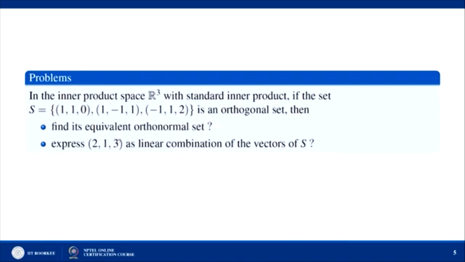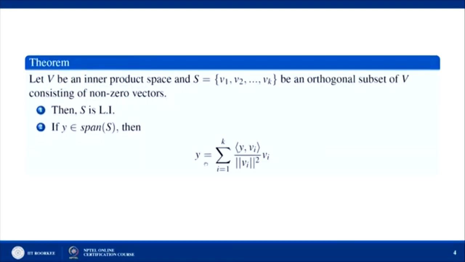And since (2, 1, 3) belongs to the span of these three vectors, we can use the previous result here, and this y we can write like this: the sum over i from 1 to 3, because these are 3 vectors, of the inner product of (2, 1, 3), which is y, with vi, upon the norm of vi squared, times vi. So now you vary i.